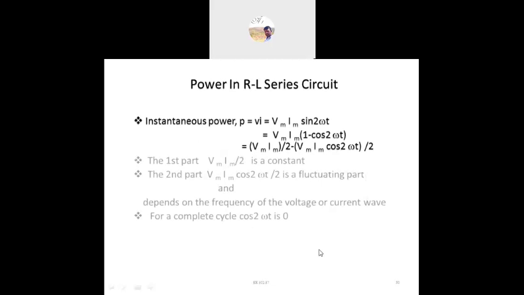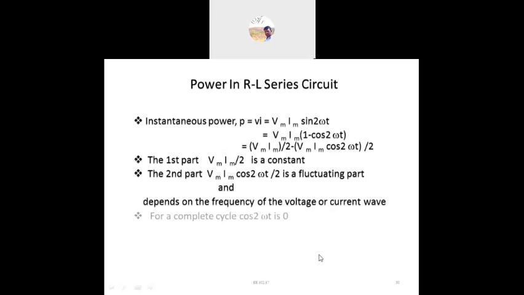So next, the power in RL. A resistor and an inductor: if you combine both, it is called an RL circuit. If you place a capacitor in between as well, there is an RLC circuit.